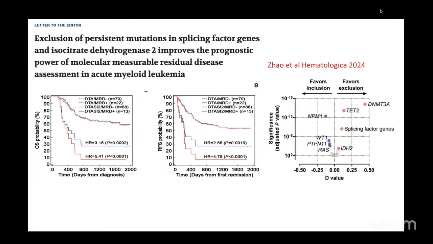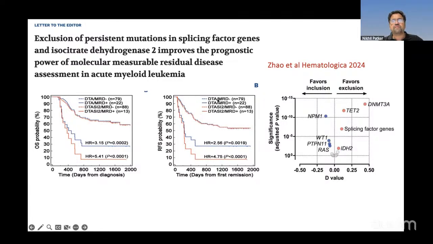So the concept of DTA has now expanded. This is data from last year, published by Scott Bratman and John Dick's group in Toronto. They said it's not just DNMT3A, TET2, ASXL1 mutations; exclusion of splicing factor mutations is also important. So what we initially called DTA mutations, they now call DTASI. That means DNMT3A, TET2, ASXL1, SRSF2, as well as IDH2 mutations.